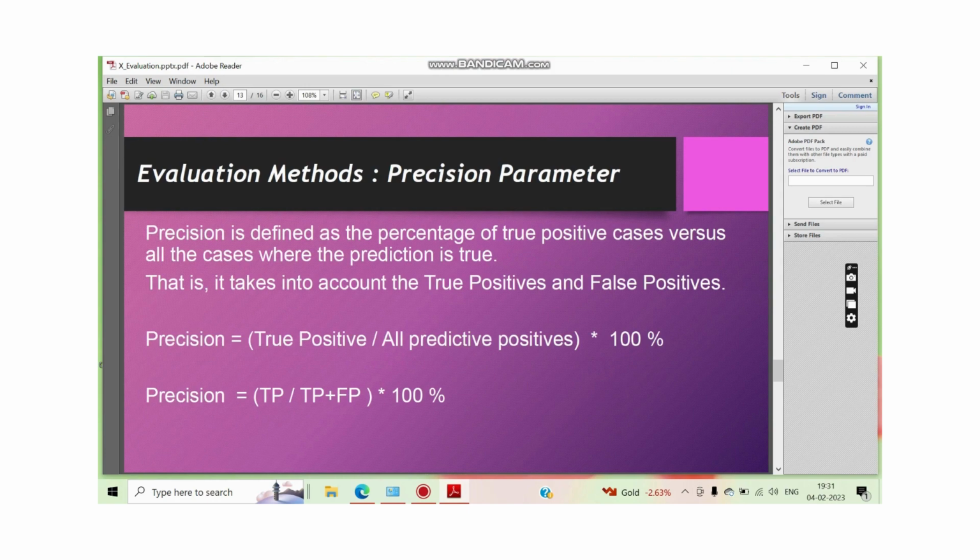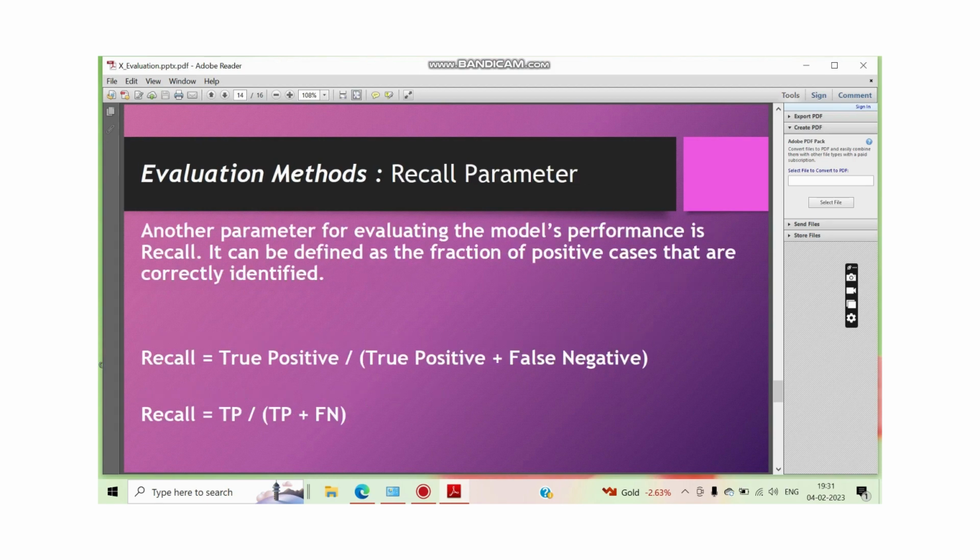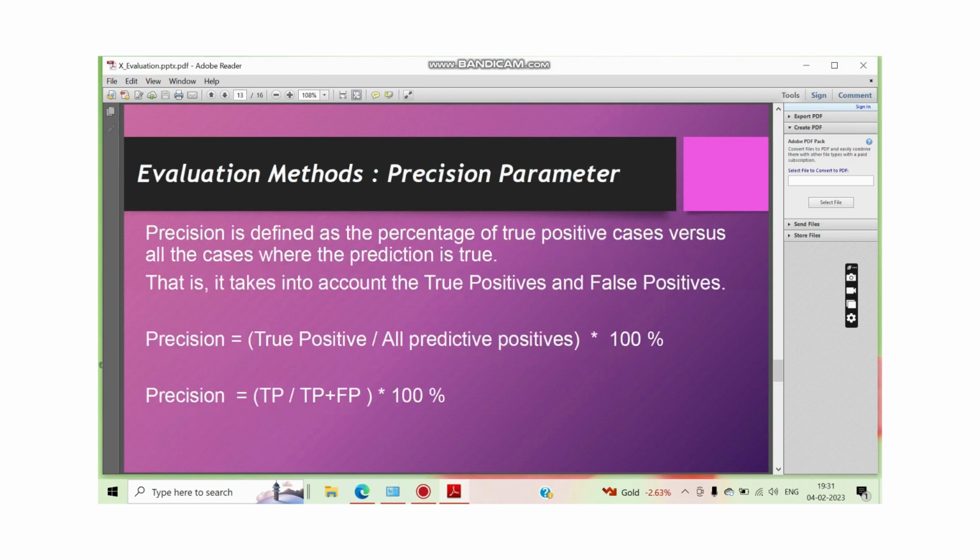Earlier, you can see in the precision formula, true positive divided by true positive plus false positive. Next is recall. Recall is true positive divided by true positive plus false negative. So only one small change is there, of false negative. In recall, false negative is considered, whereas in precision, false positive is considered, right?